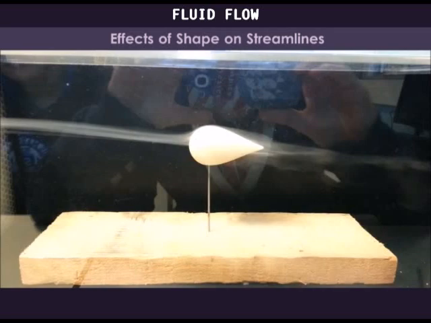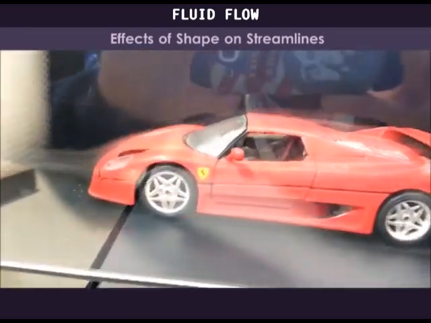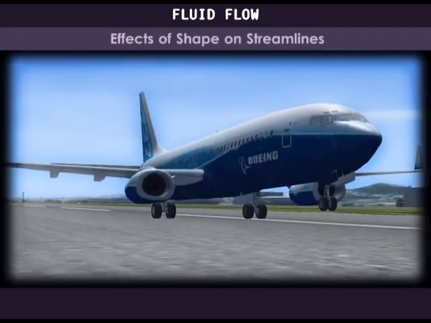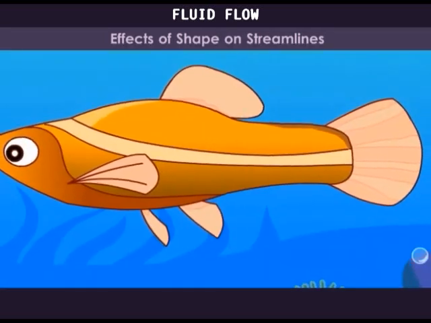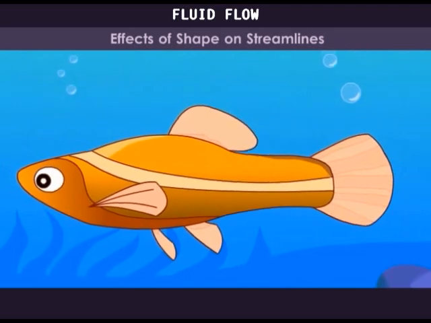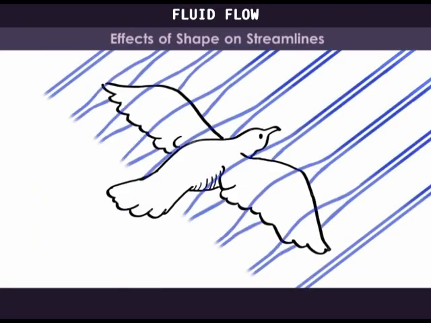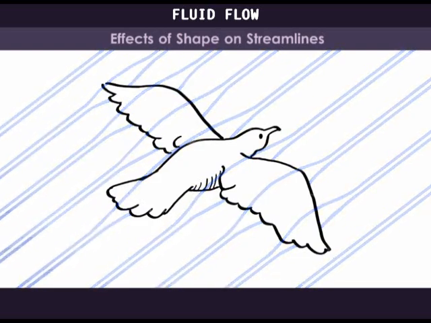This idea is used in designing vehicles with a streamline shape to cut through air with least resistance. The same thing applies to aeroplanes. The fish body is also streamlined and helps it cut through water with little resistance. The bird's body is also streamlined and helps it cut through air with little resistance.